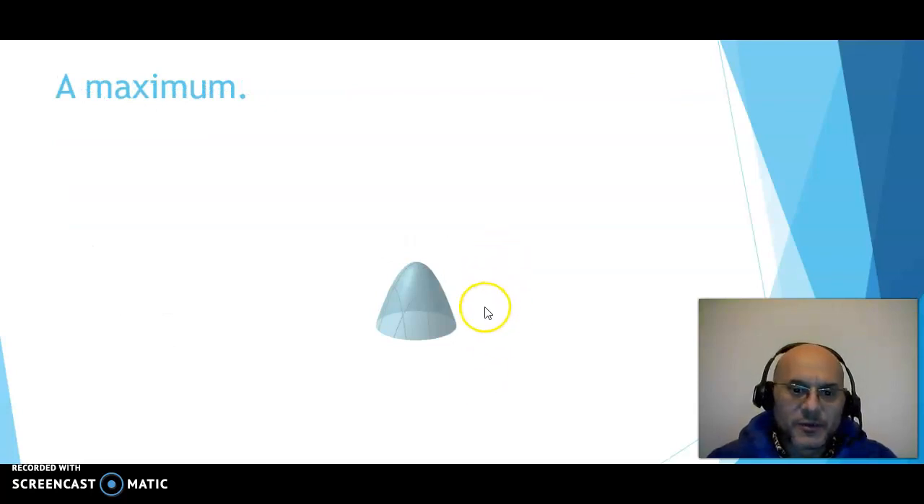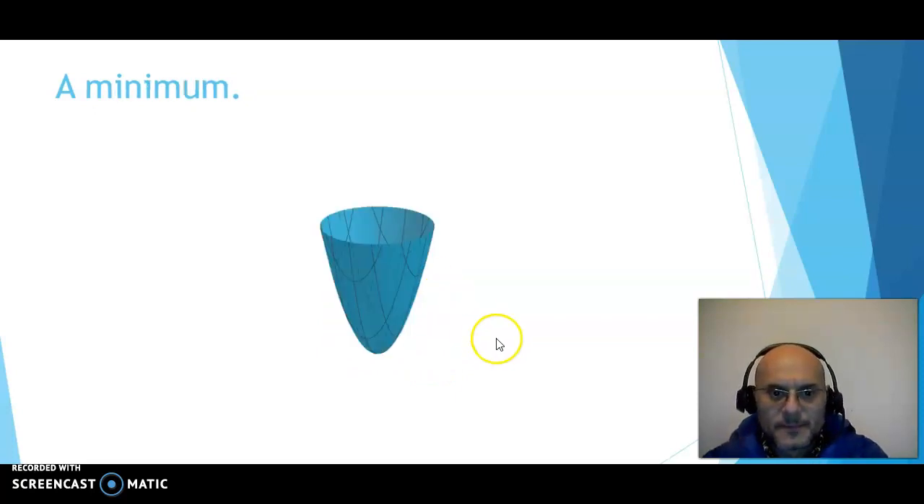This is a graphical example of a maximum for a function of two variables. This point corresponds to a maximum, and this is a minimum. Here this vertex is a minimum of a function of two variables.